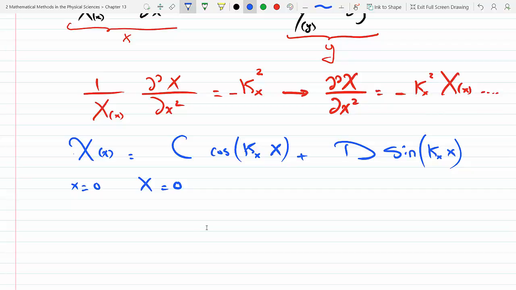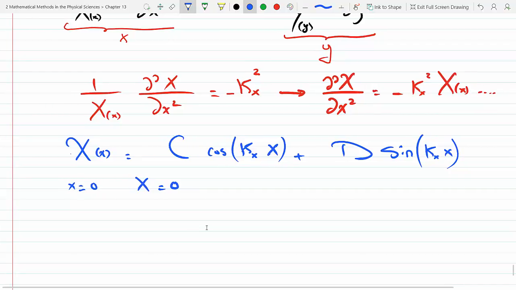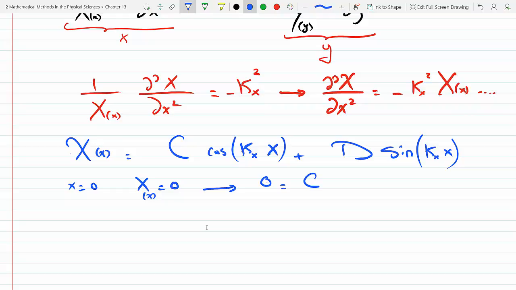Well, that automatically knocks what? Because if you plug it in, this is X of x. If you plug 0 in here, you don't get 0, you get c, because cosine 0 is 1, plus d times sine 0, which is 0. So that means c equals 0. Bingo. One of the conditions knocked this guy out. So I'm left with X of x equals, let's just call it c now, since we eliminated this constant, c sine kx times x.